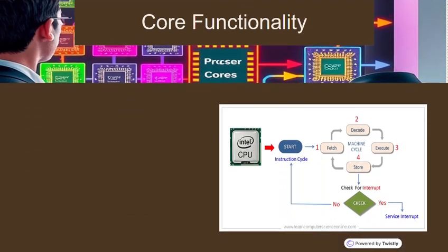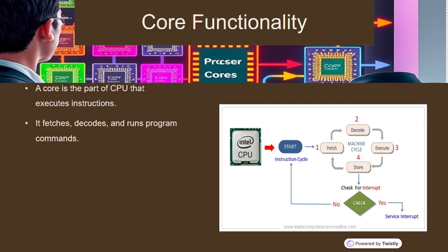Core functionality. A processor core is basically the smallest working unit inside the CPU. You can think of it as a tiny brain inside the computer's main processor. The main function of the core is to run the instruction cycle. The cycle has four main steps: fetch, decode, execute, and store.